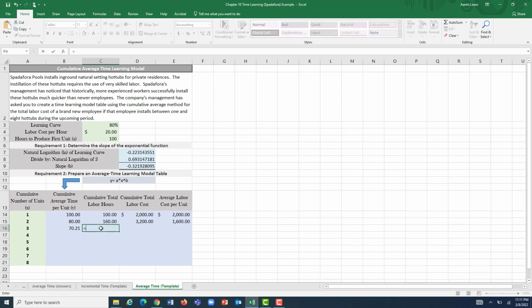So if our employee is getting so much better at installing these hot tubs that after he puts 3 in, the average time is going to be 70.21 hours. That's 210.63 hours it's going to take this employee to put in 3 hot tubs. And at a rate of $20 per hour, the cumulative total labor cost is $4,212.62.